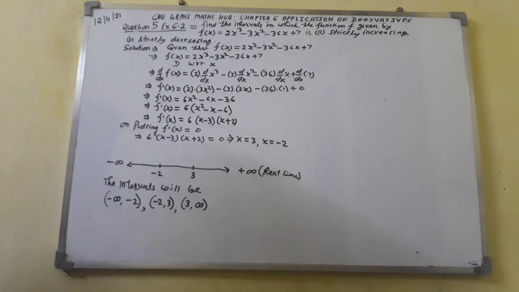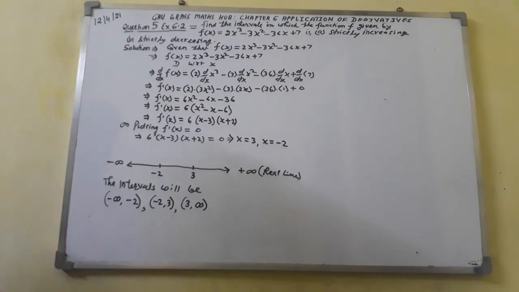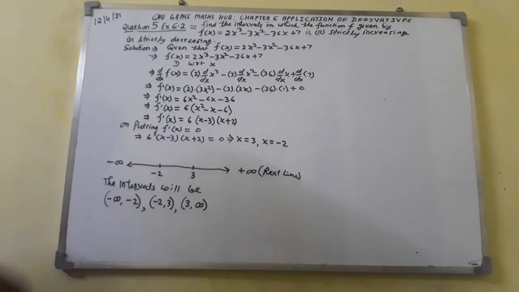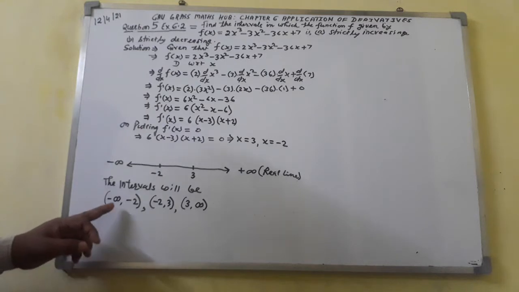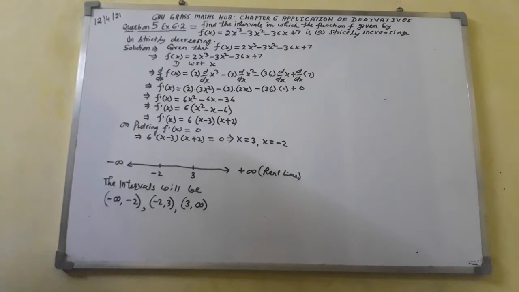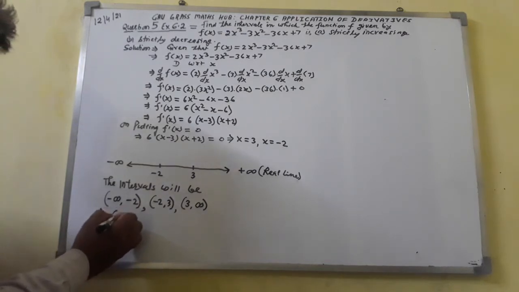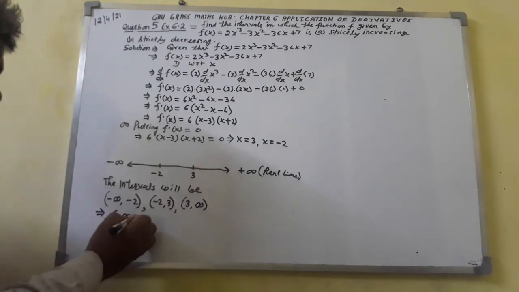Here we have to take the first interval. Under this interval, we have to check whether f of x is increasing or decreasing. So how does this come out? Here I shall explain. The first interval is open interval minus infinite comma minus 2.